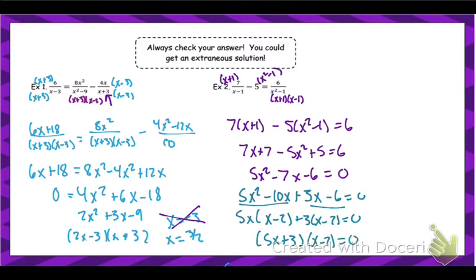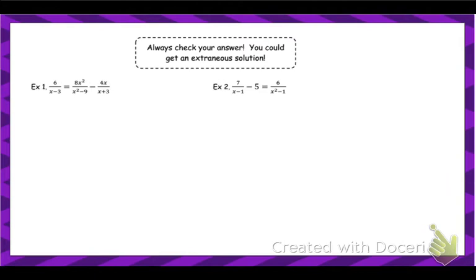So I end up with two possible answers. X equals 2 and x equals negative 3/5. If I plug both of them in, they do both work, and I do have two solutions to this equation. So those are really just kind of the basics of actually solving these equations.